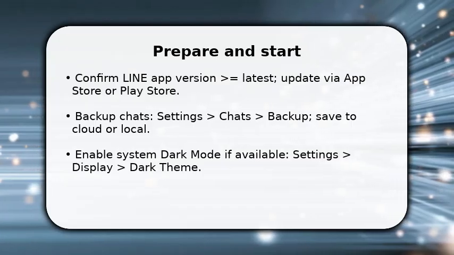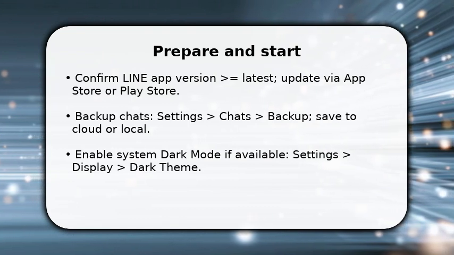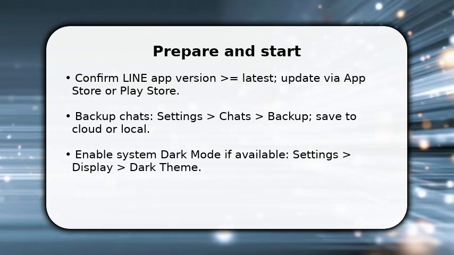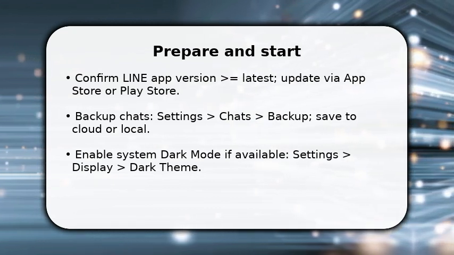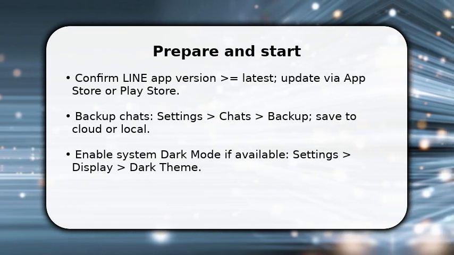You start by confirming Line is up to date and you have a chat backup. This prevents data loss if you must reinstall. Once done, enable your device's system dark mode so Line inherits settings automatically.